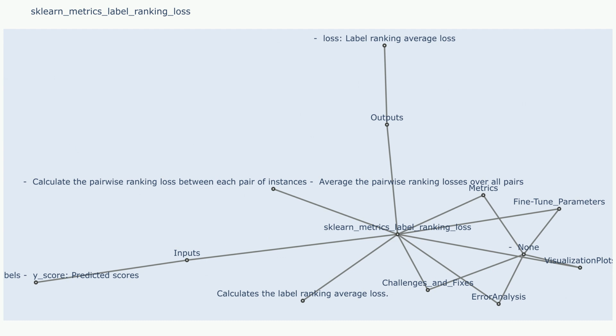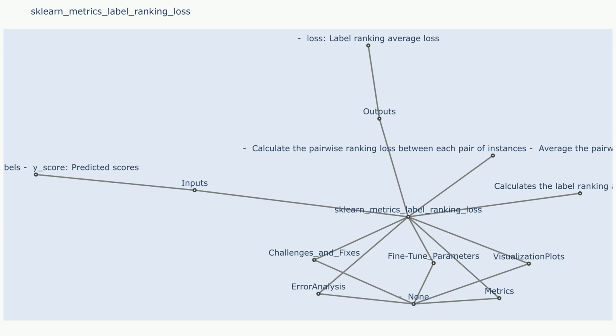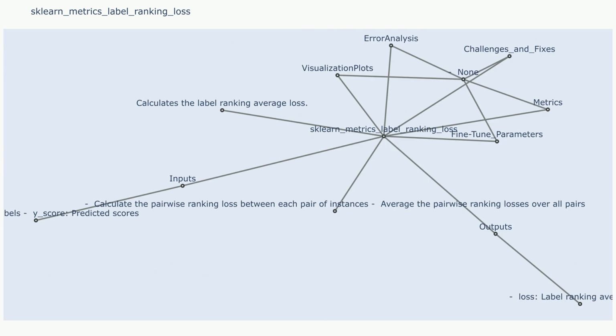Fixes to challenge 1: use techniques like oversampling, undersampling, or weighted sampling to balance the dataset. Challenge 2: multicollinearity. If there are strong correlations between the features, the model may have difficulty learning the relationships between the labels and the features.